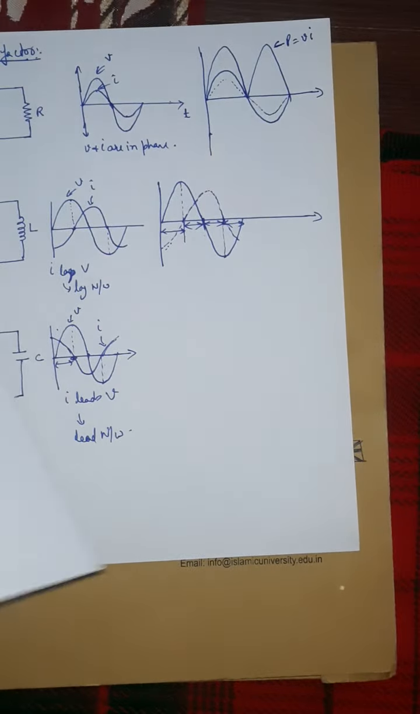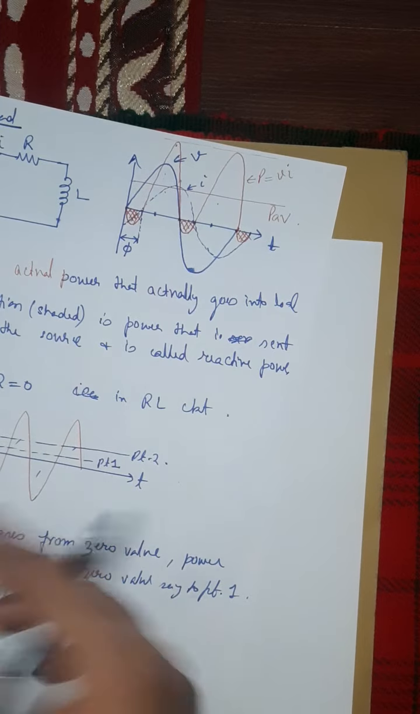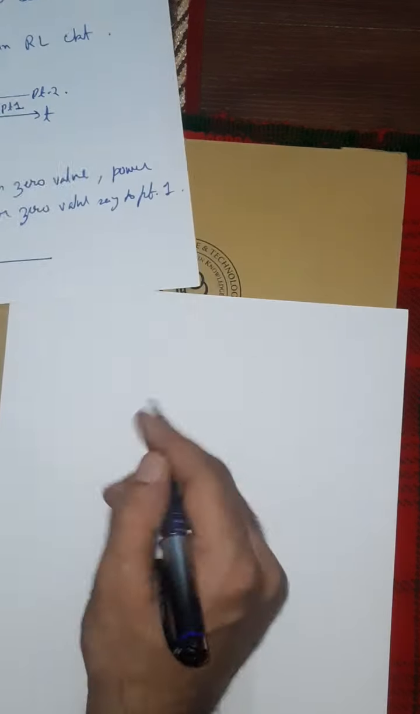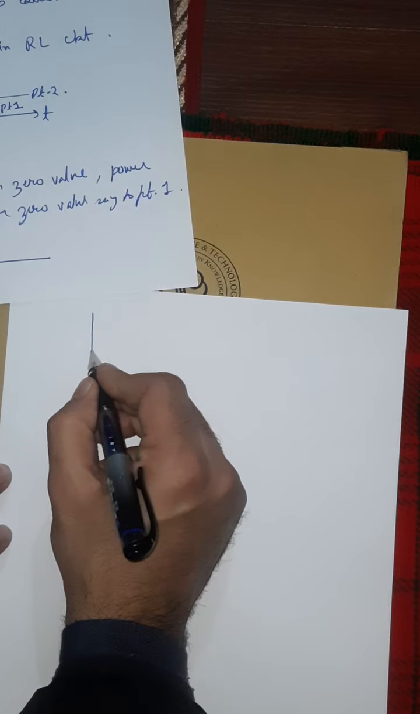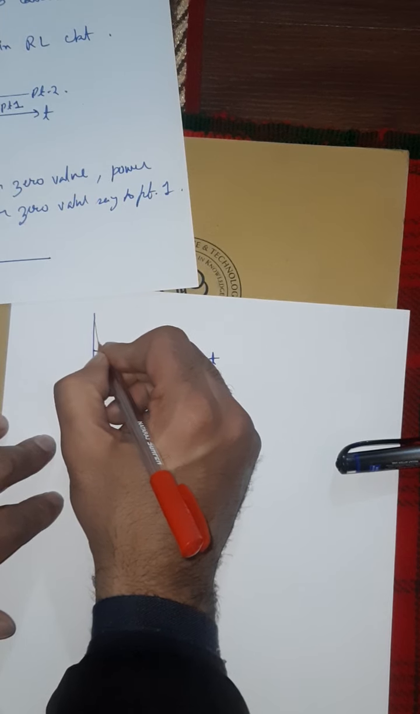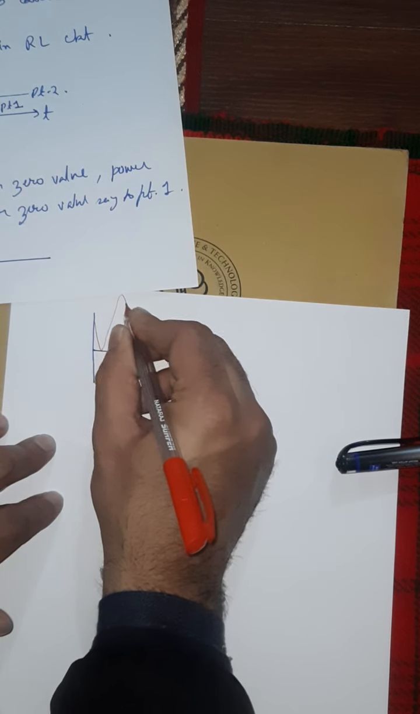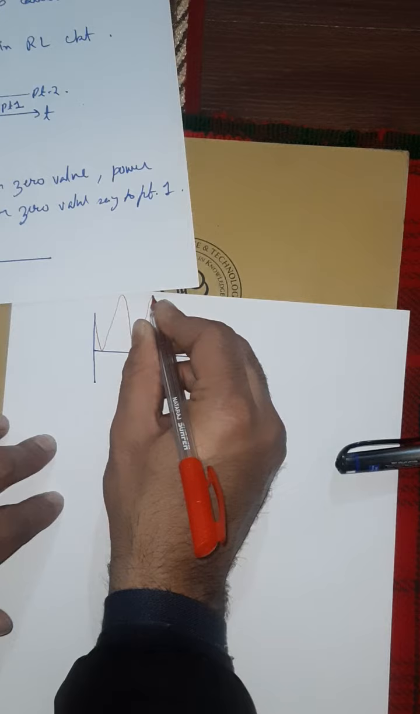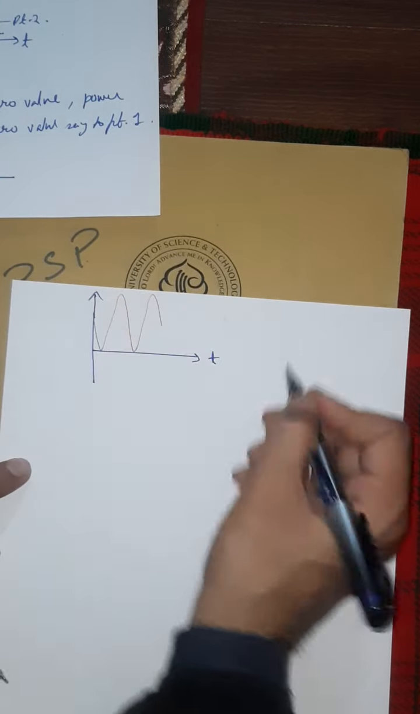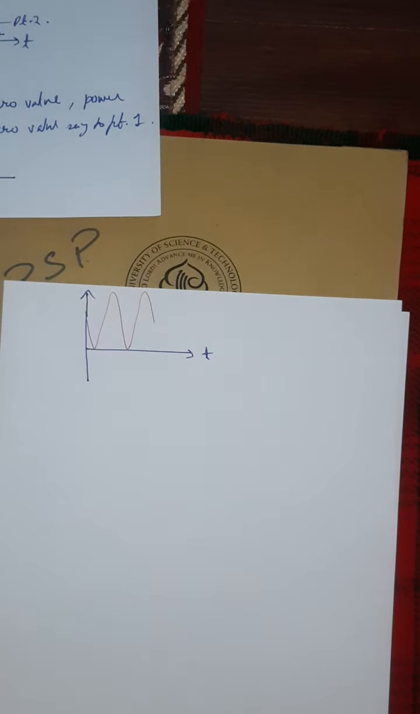Okay, and when I am saying this, if the resistor increases to such a very high value that the effect of the inductor is negligible, what will happen? I am saying if R increases to such a high value that the effect of the inductor becomes negligible, the curve will look like this. This is time. So the curve will look like this.